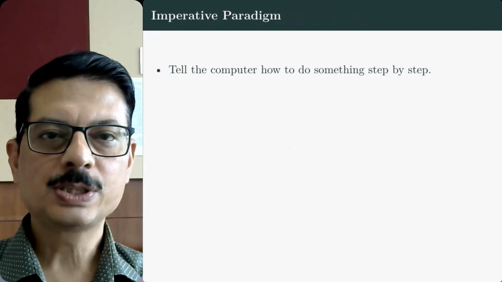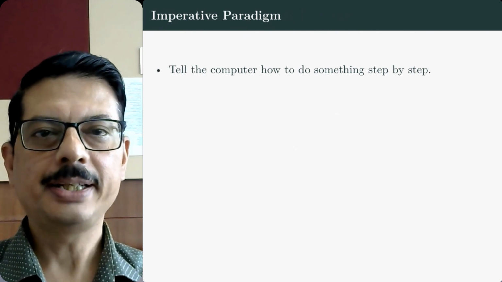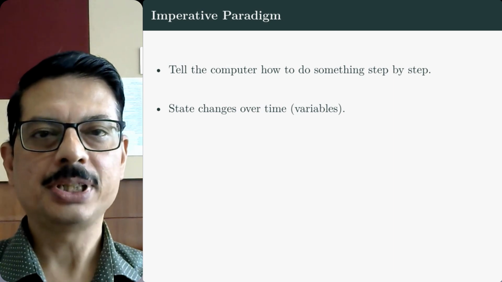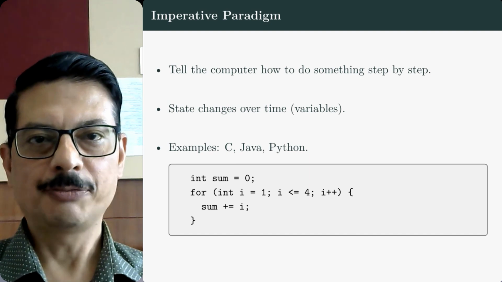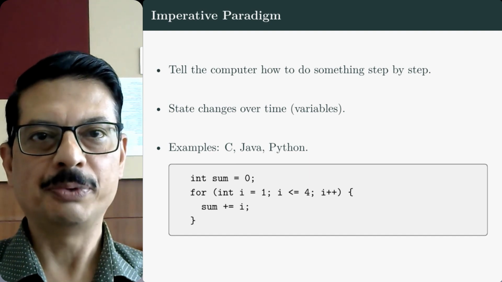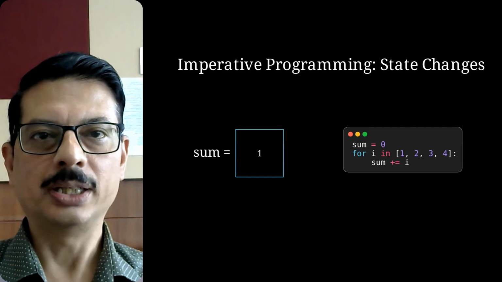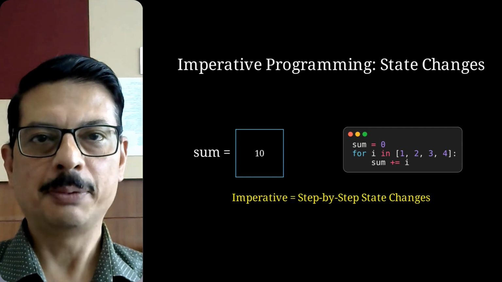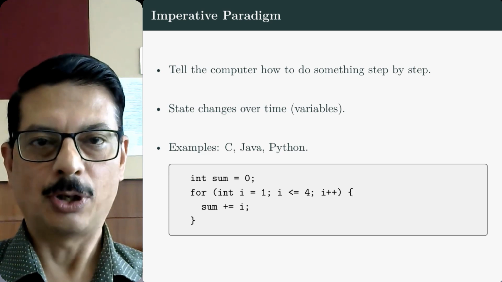So, an imperative language is one where you tell the computer step by step how to do something. The key idea is state change. You have variables that hold values, and your program changes those values over time. Take this example in C. You have an int variable sum initialized to 0, and a for loop runs from 1 to 4, adding the loop variable to sum. Here, the variable sum starts at 0 and then changes to 1, then 3, then 6, and finally 10. This is the essence of imperative programming. Give the machine instructions that update state in a specific order.